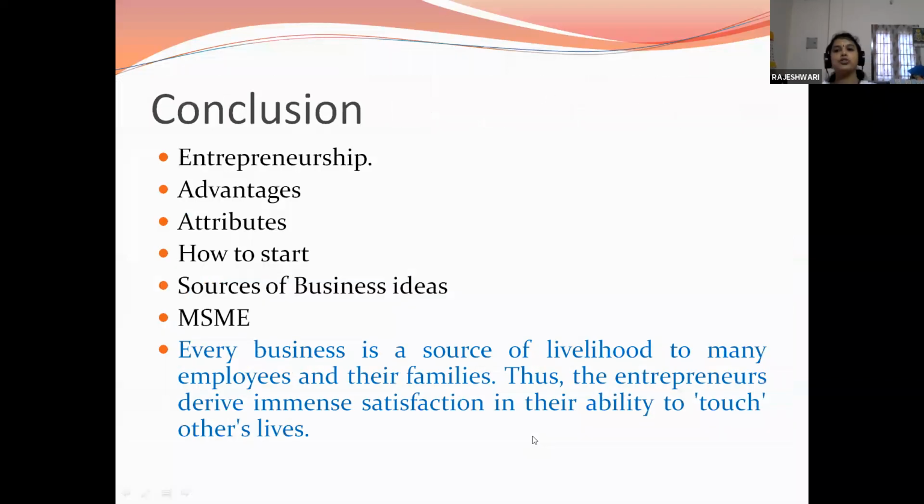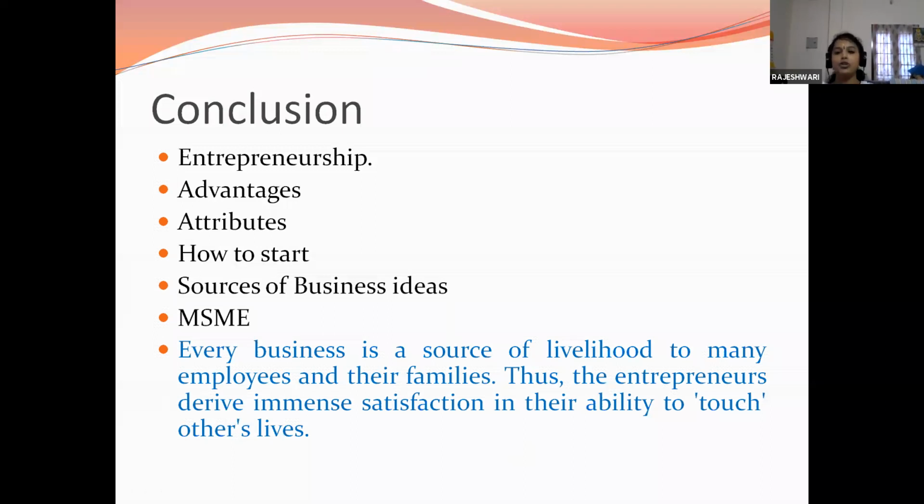So now I am going to conclude our topic, entrepreneurship. So far we have discussed what is meant by entrepreneurship, what the advantages and different attributes are, how to start one new business as well as one small business, what the requirements are, what the different sources of business ideas are, and micro, small and medium enterprises, and their two types, manufacturing type as well as service type.